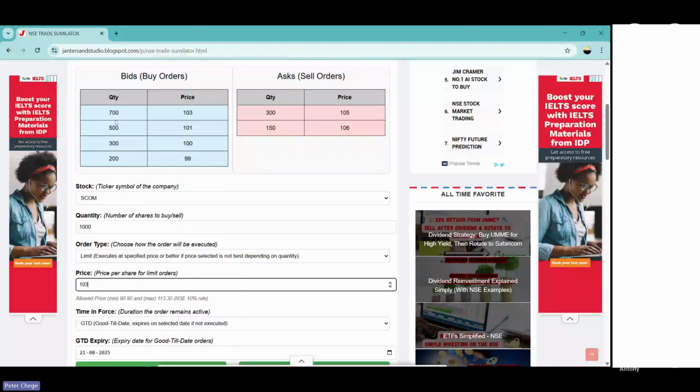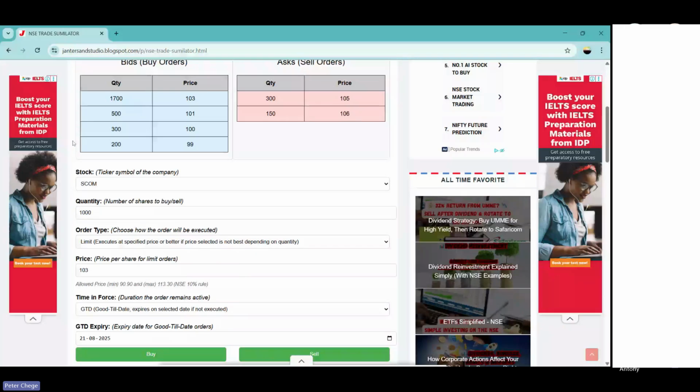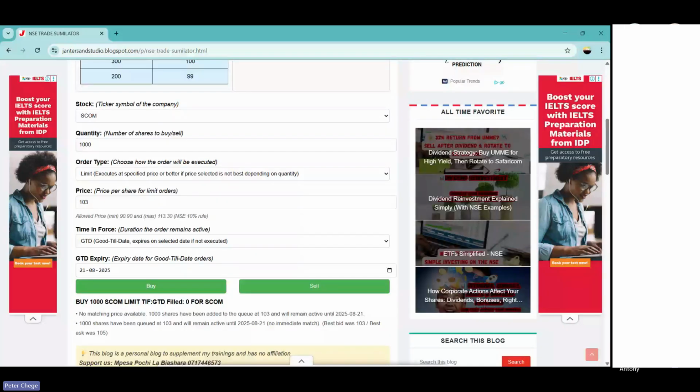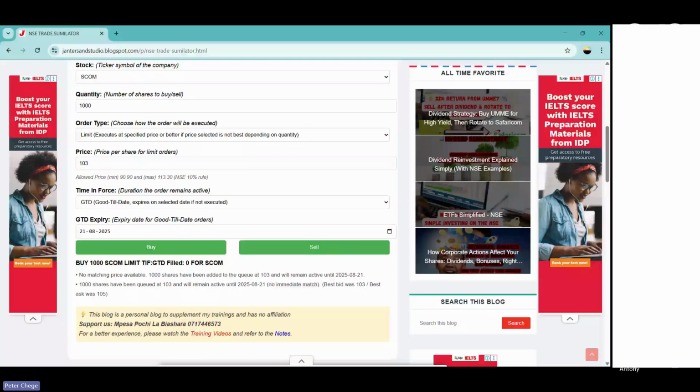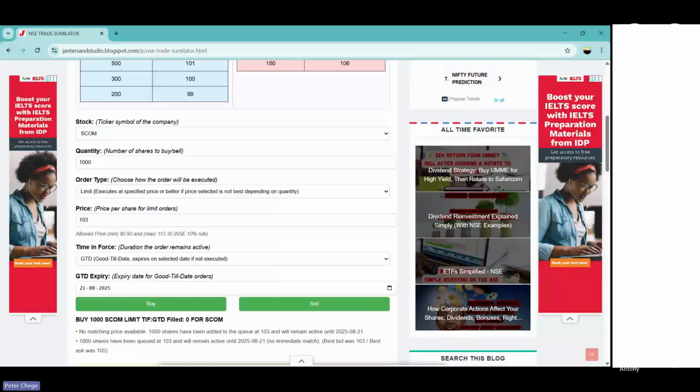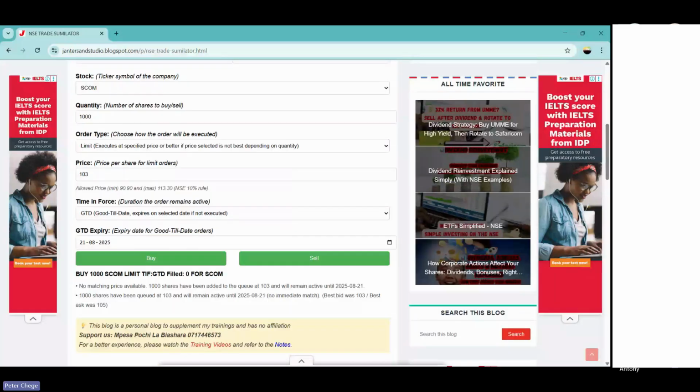So if I click buy, you see it is added on top of 700. If you go down to the explanation, there is no matching available price on the supply side. So the 1,000 has been added to the queue at 103 and will remain in force until that day.